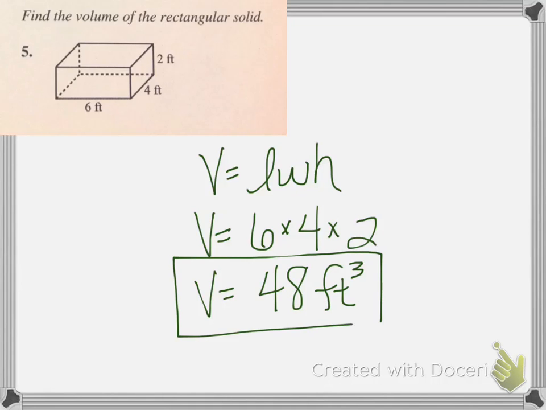So when we had perimeter, which was a single dimension or a linear measure, we would just have feet. When we had area, which was two-dimensional, a length and a width, then we had feet squared. Now that we have a third dimension, it's going to be cubic feet or feet cubed.